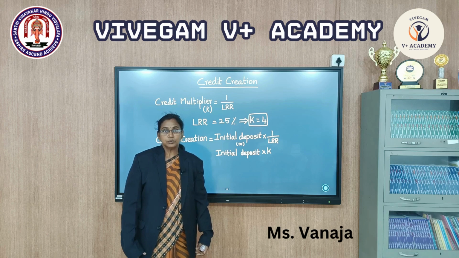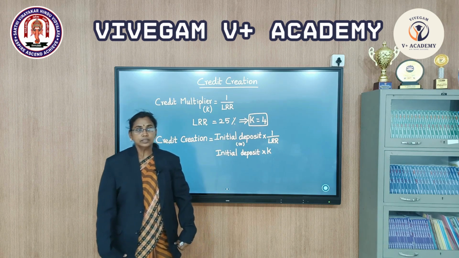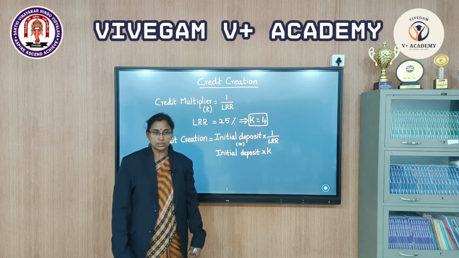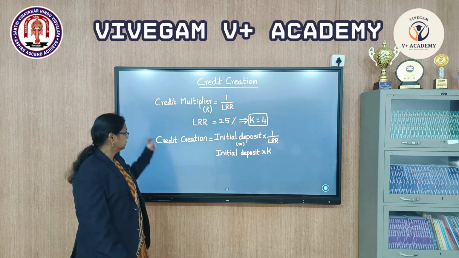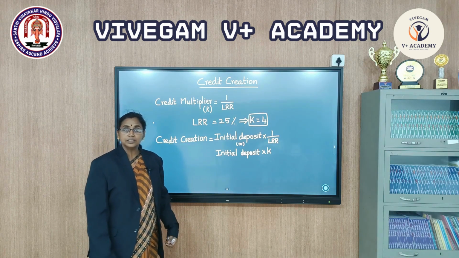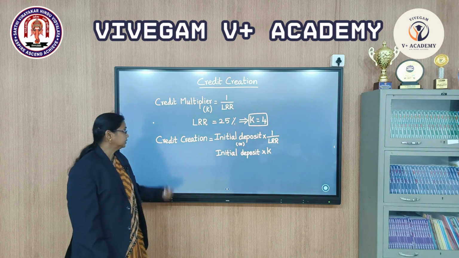We are going to learn about the amount of credit created by the commercial bank. The amount of credit created by the bank depends on LRR and also the initial deposit. And I am going to explain credit multiplier as well as credit creation. Is there any difference between these two? Yes, there is a difference between credit multiplier and credit creation.